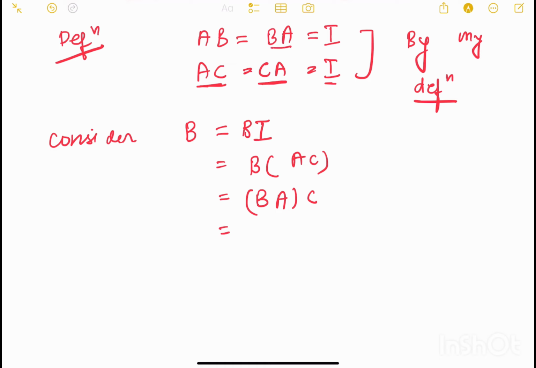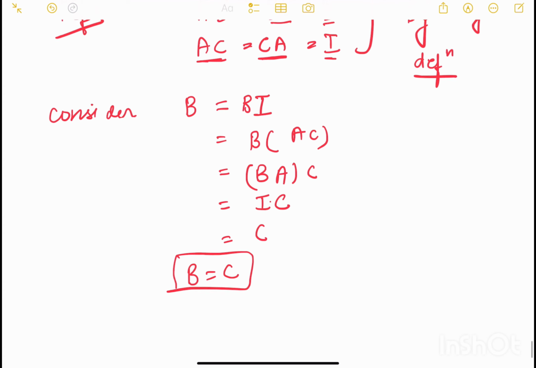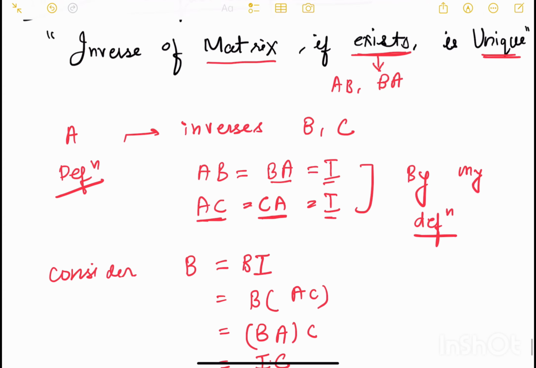Now what is my BA? My BA is again identity. This is my IC, and we know that anything multiplied with identity just gives the same matrix. Now you can see this shows that my B is equal to C. So we have just proved that even if two inverses exist, the inverse has to be unique anyhow.